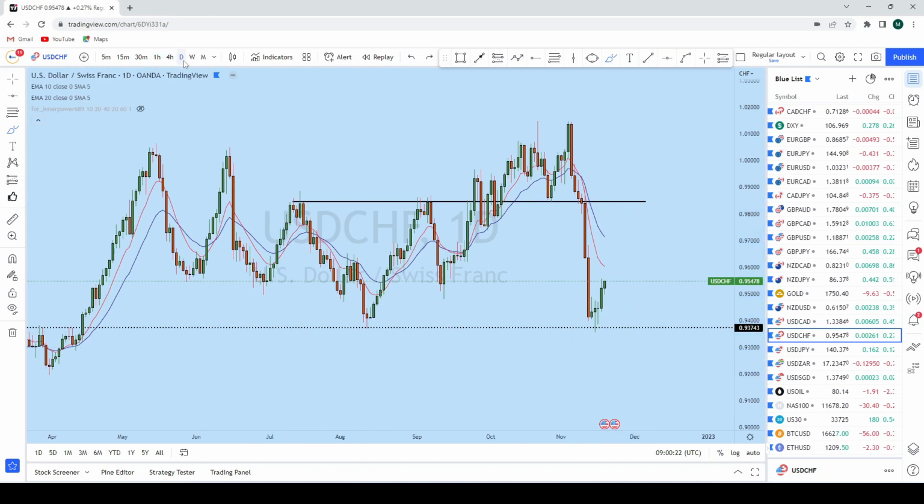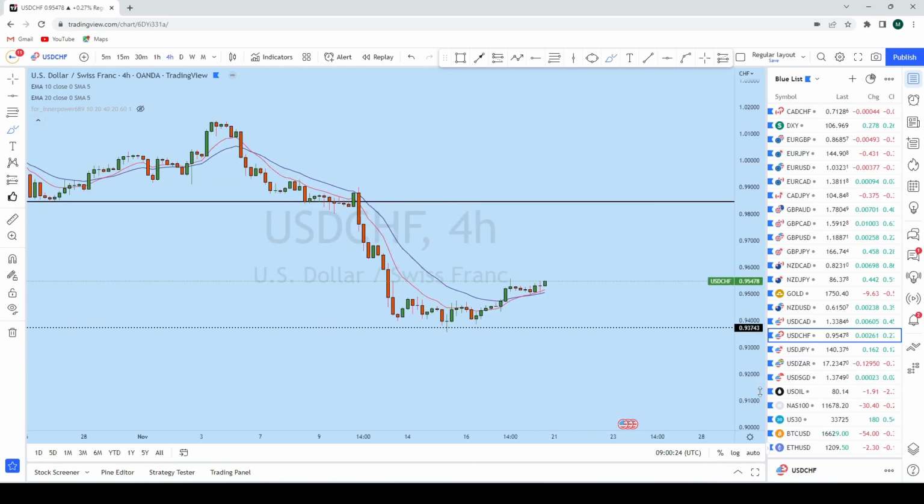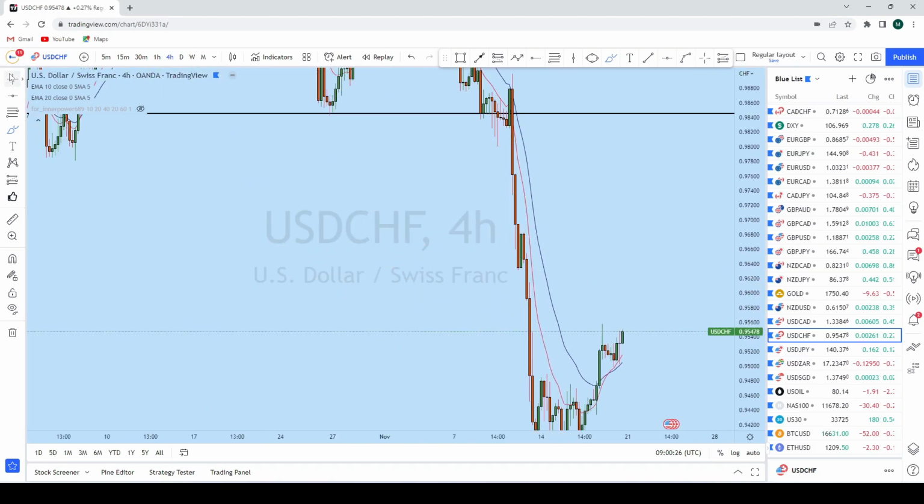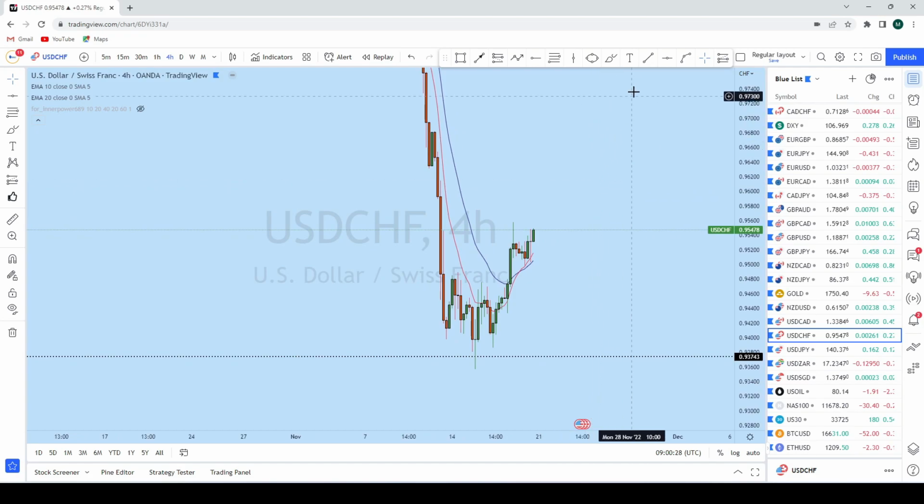So if we look at the intraday perspective, we see that the price started a bullish move on the 4-hour time frame. There is an impulse correction. Now the price is creating an impulsive series of higher highs and higher lows.